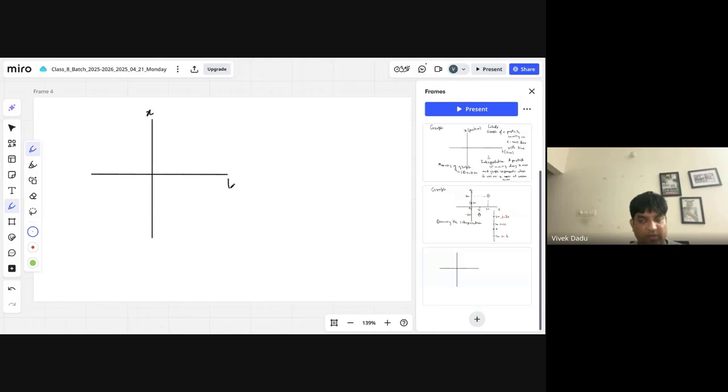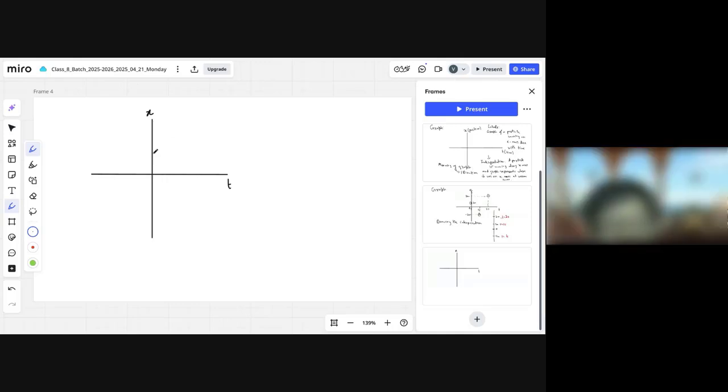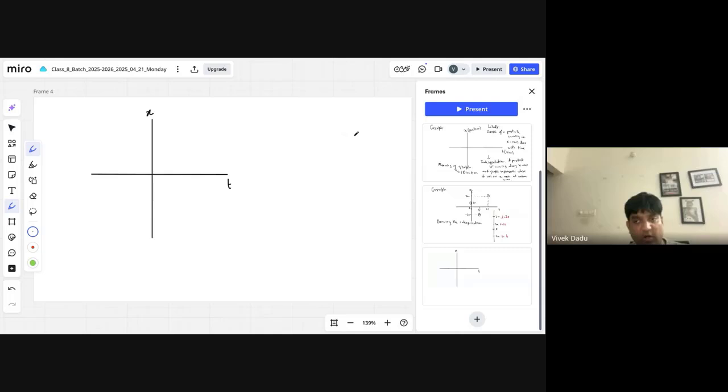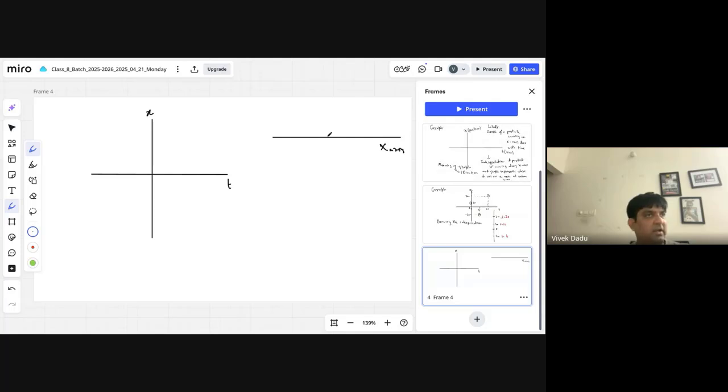See, now comes the more important part. If I read from the labels, what do you interpret right now? Sir, that a particle is moving on the x-axis. The particle is on the x-axis, moving along a straight line at a certain time. Right? It's moving only on a straight line, the x-axis. Now see the fun part.